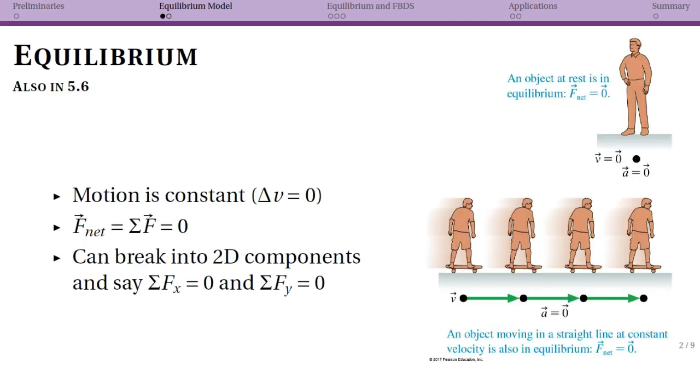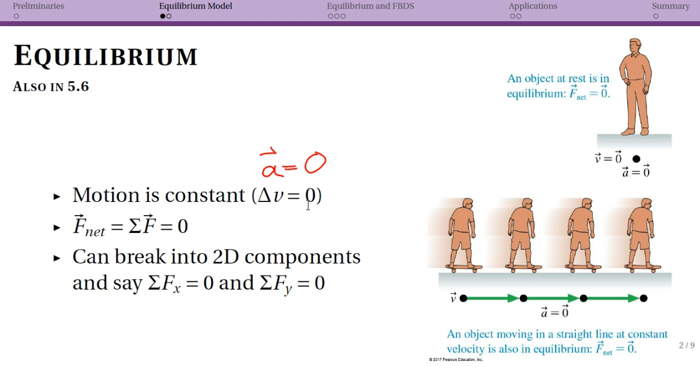First is just, what is equilibrium? Again, this might feel like a review because this was also covered in Chapter 5, Section 6, but in that case, we weren't starting to do calculations with forces yet. There are 2 types of equilibrium. First is an object at rest that stays at rest. The idea of equilibrium is that our motion is constant, that we don't have any change in velocity, which is the same statement as saying that we have no acceleration.